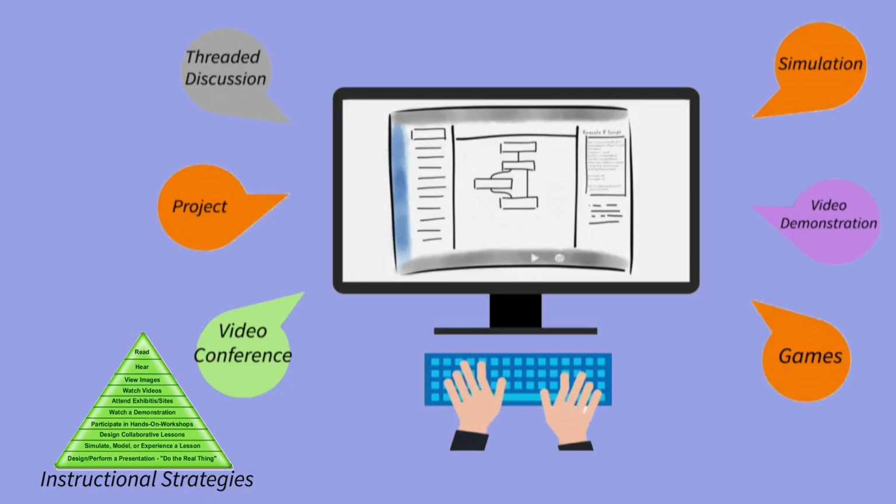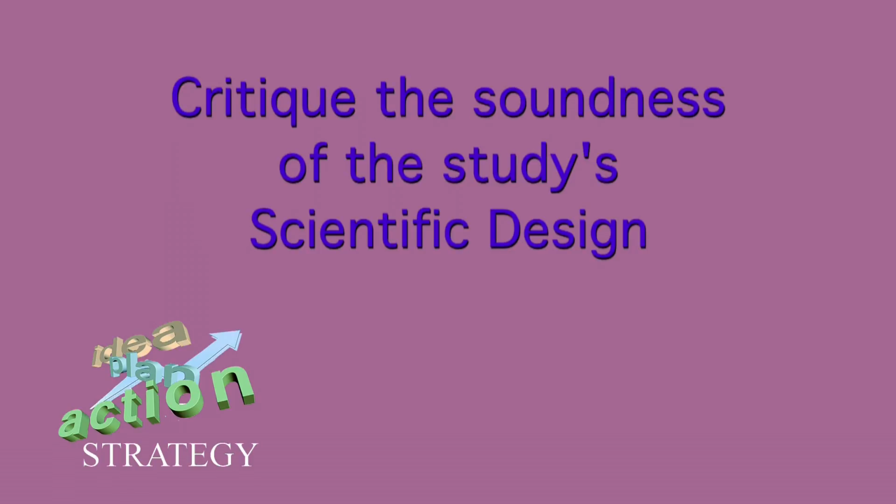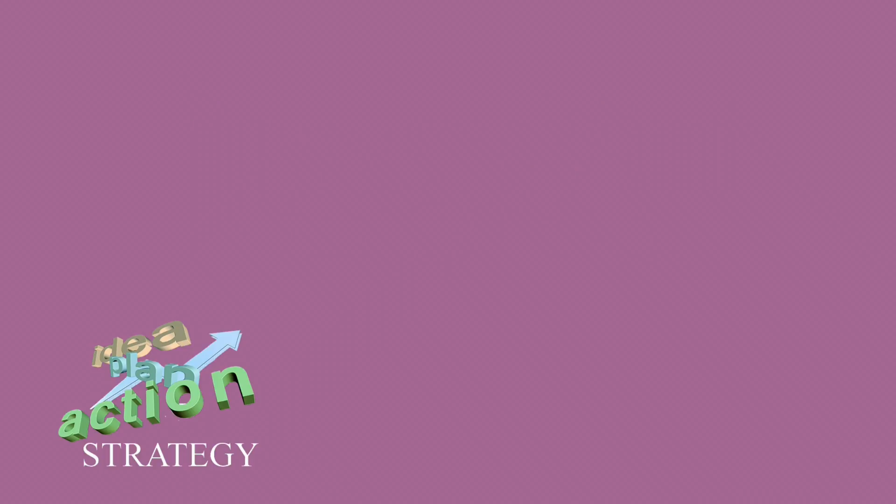To better understand how instructional strategies enable students to do precisely what is specified in the competency, let's look at an example of a competency and how it's linked to strategies. Here's the competency: Given a research study, critique the soundness of the study's scientific design. Which of the following alternatives would be the best instructional strategy to help learners achieve the above competency?